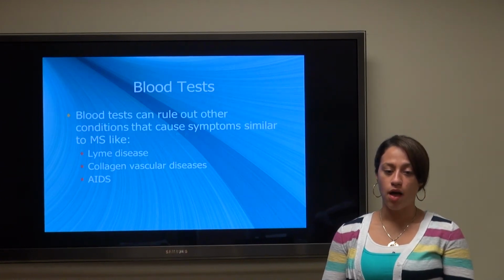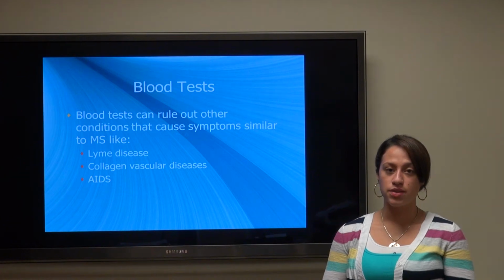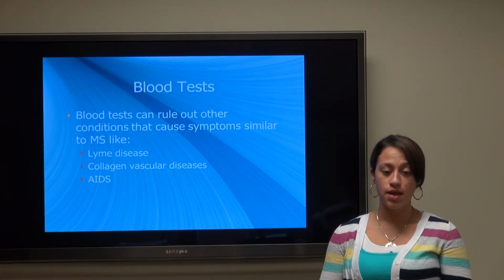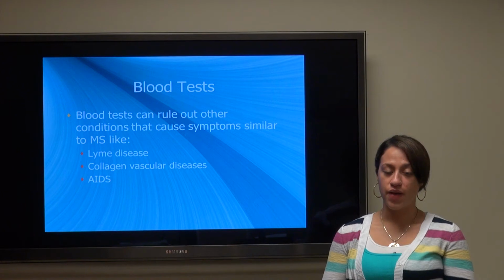The doctor will typically also conduct some blood tests to rule out diagnoses that may cause similar symptoms, such as Lyme's disease, collagen vascular diseases, and also AIDS.